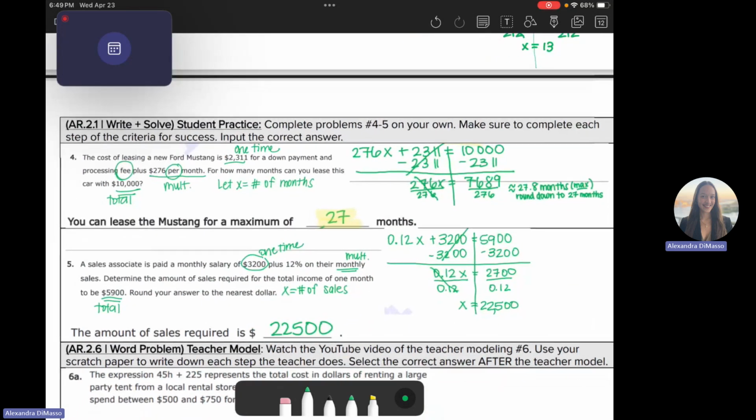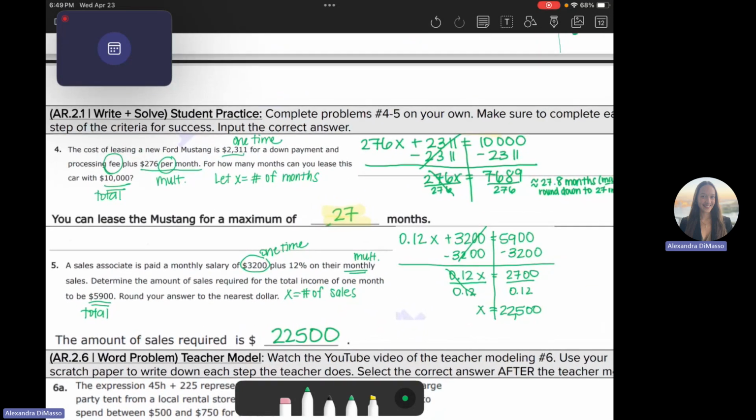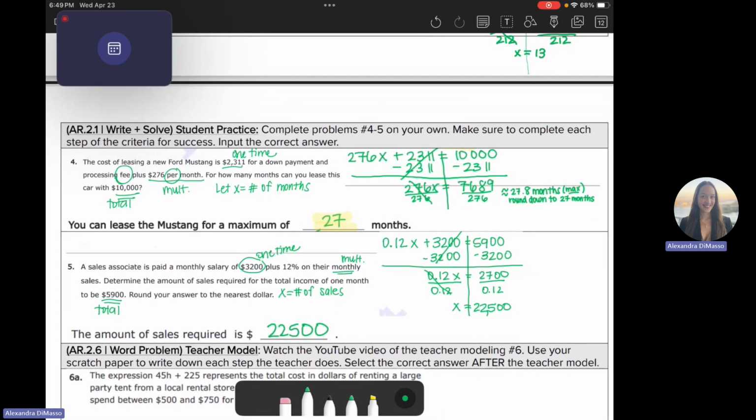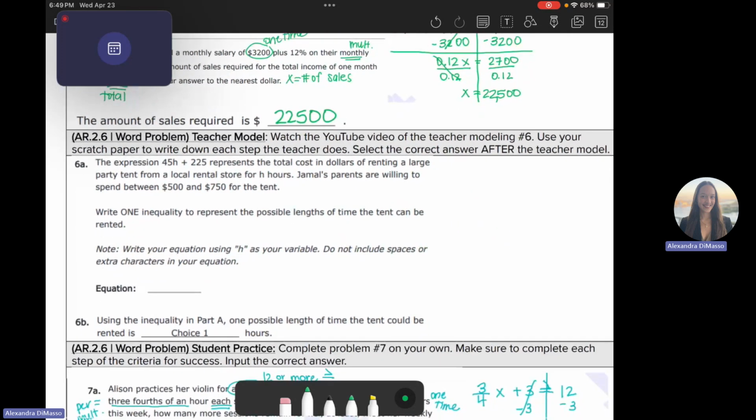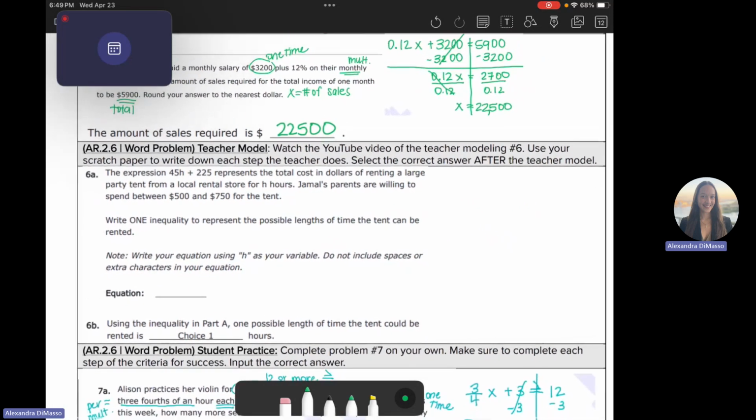So here's number 4 and number 5, our final 2 answers there. So go ahead and pause if you need to. Go ahead and take a look at my work and see if yours matches with mine. Okay, number 6, another word problem.